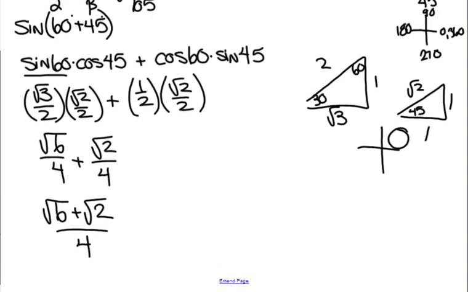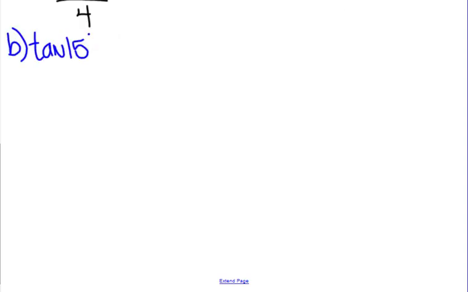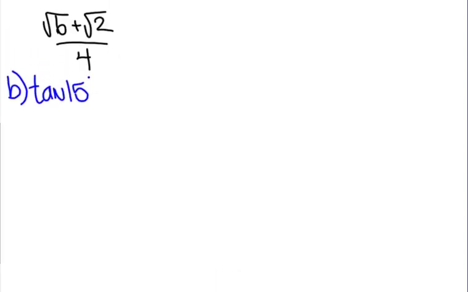Our next one is tangent of 15. I'm just going to do that one below. So this is B, tangent of 15 degrees. Well, 15, for me, I would probably choose 45 and 30. So this would be tangent of 45, subtract 30.